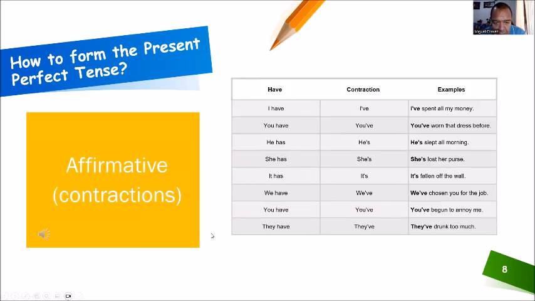The contracted form of the present perfect tense is quite common. See these examples. I've spent all my money. You've worn that dress before. He's slept all morning. She's lost her purse. It's fallen off the wall. We've chosen you for the job. We've begun to annoy me. They've drunk too much.